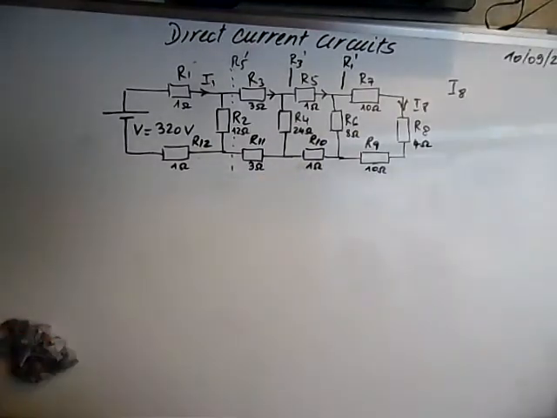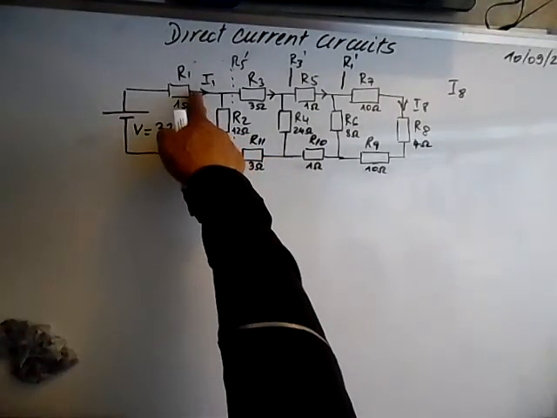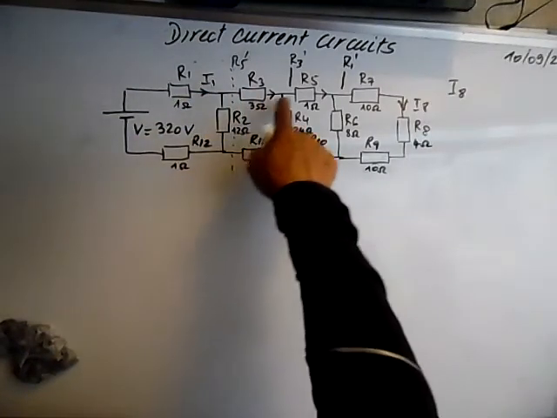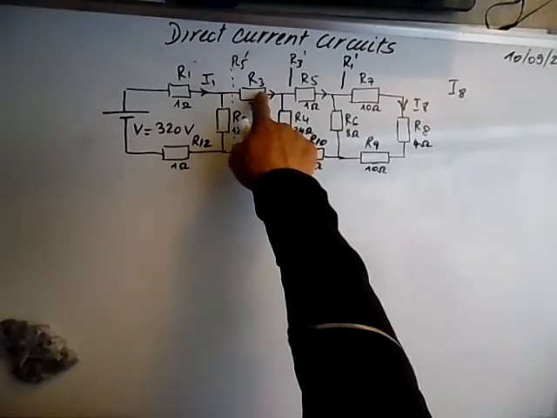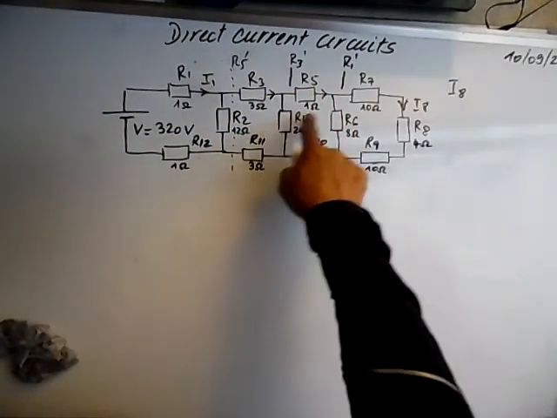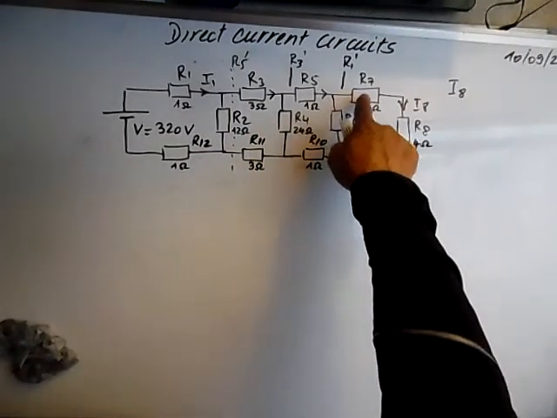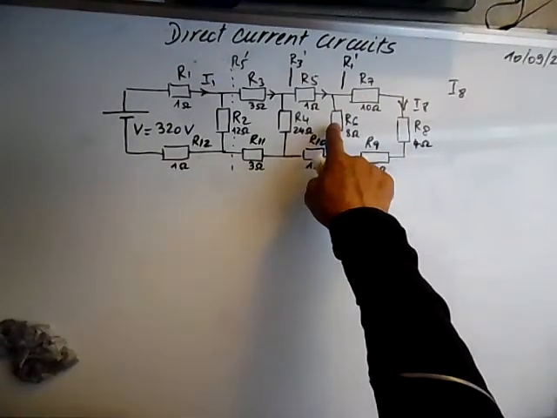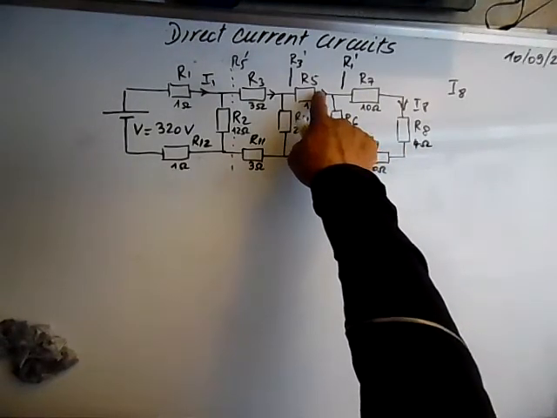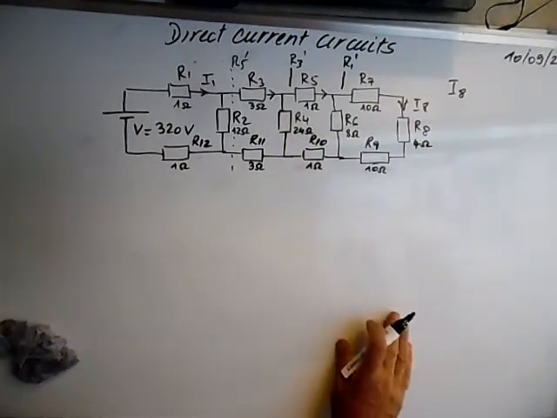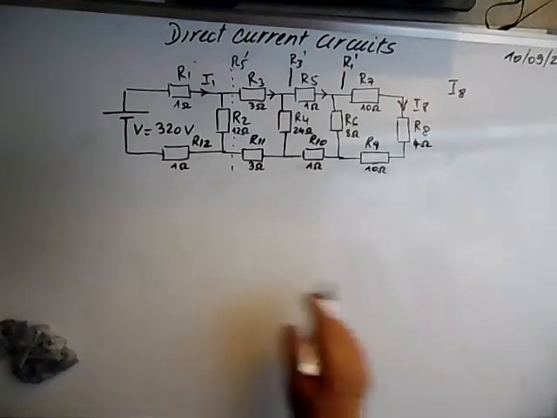Here we have to calculate I1 so that we can calculate I3 and I2. We need I3 to calculate I5 and I4, to calculate I7 and I8. We need to know the value of I5. Okay, let's start.